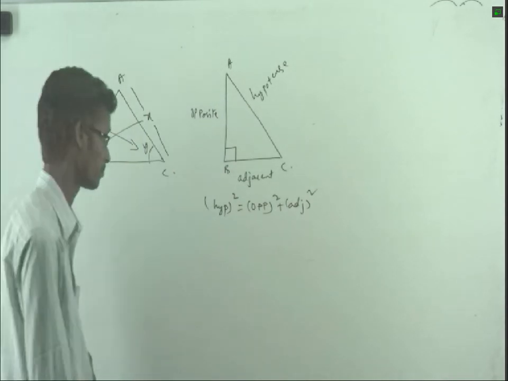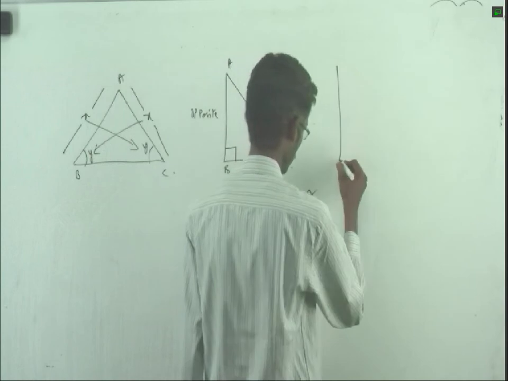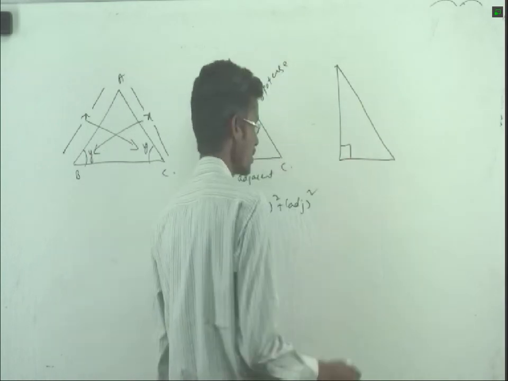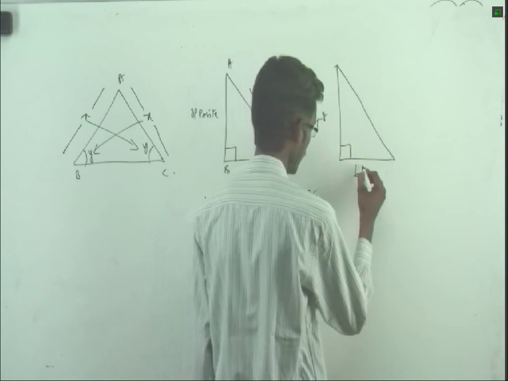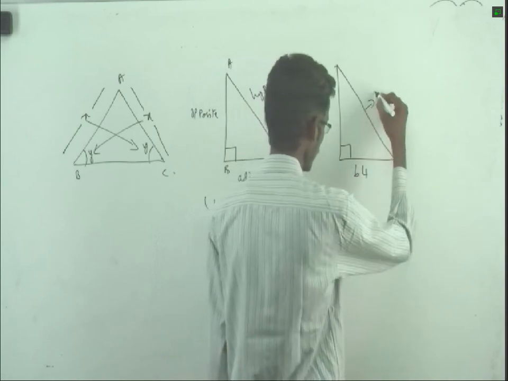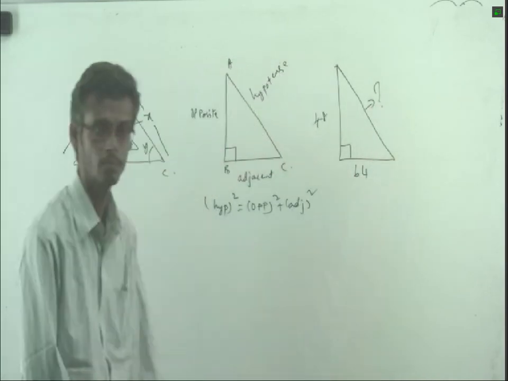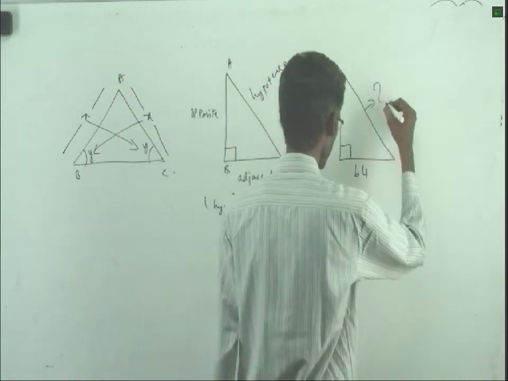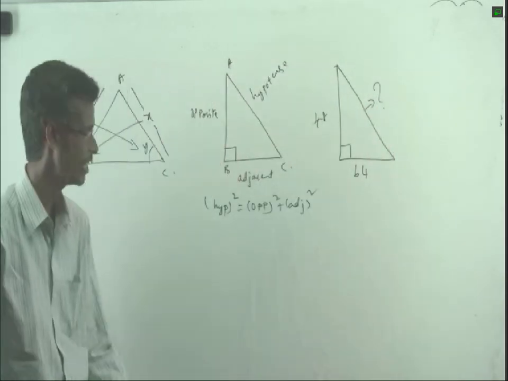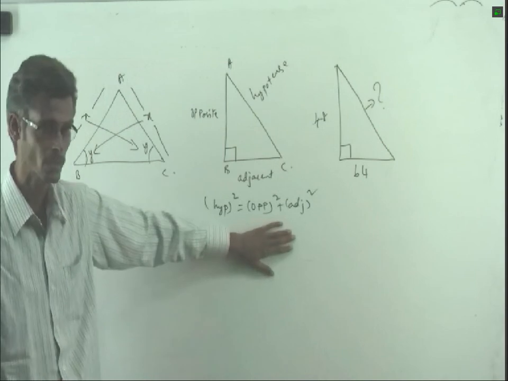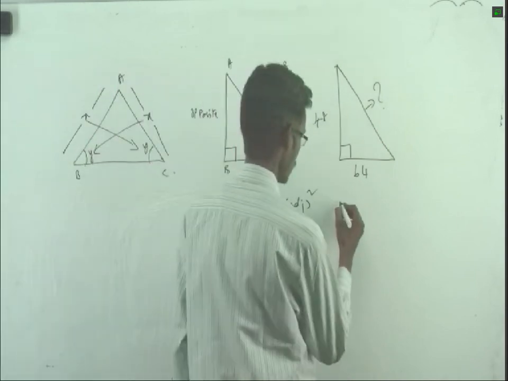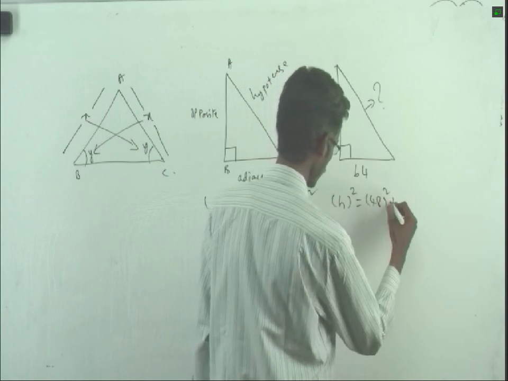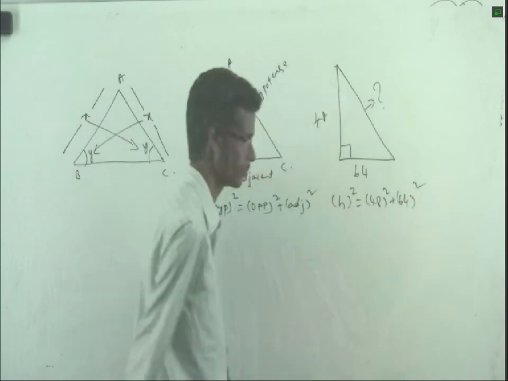For example, after telling this concept, if I ask the students to work out this problem, let us say that this is 48 and this is 64, and try to find out what is hypotenuse. Now, in order to find out the hypotenuse, students right away switch on to this Pythagoras theorem. There's no doubt about it. Hypotenuse square is equal to 48 square plus 64 square.